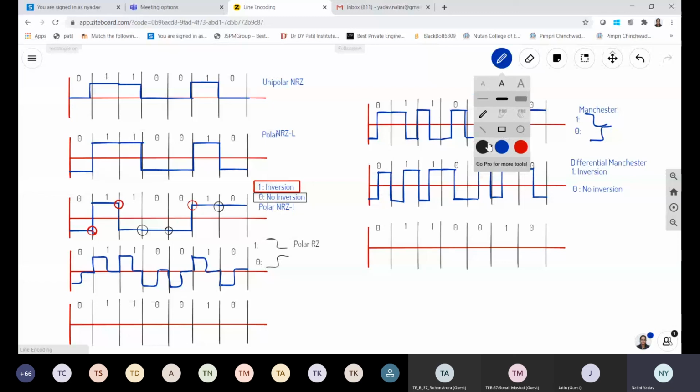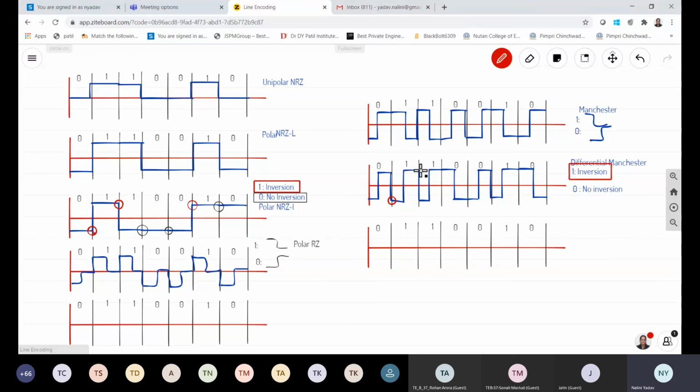Again, I will take a quick revision. When there is a 1, there is an inversion. Correct? When there is a 1, there has to be an inversion. So after 0, there is a 1. What am I supposed to do? I will be inverting here. Correct? After 1, there is again a 1. So I will be inverting here. Right? So now look here. After the 0, there is a 1. So I have inverted here as well.